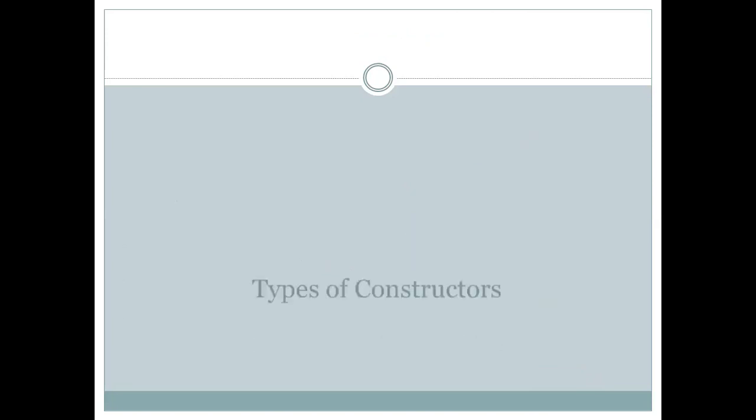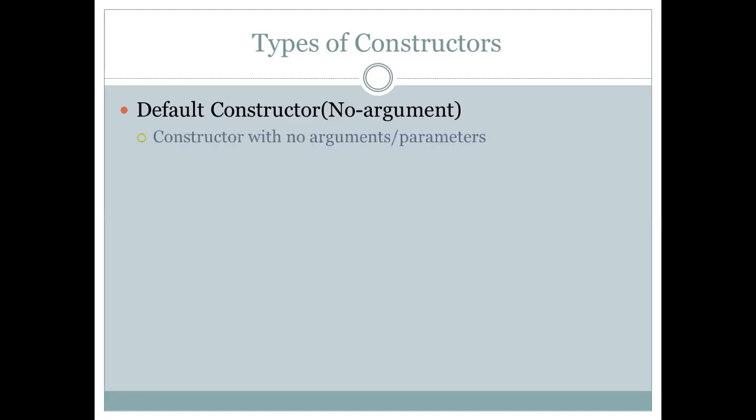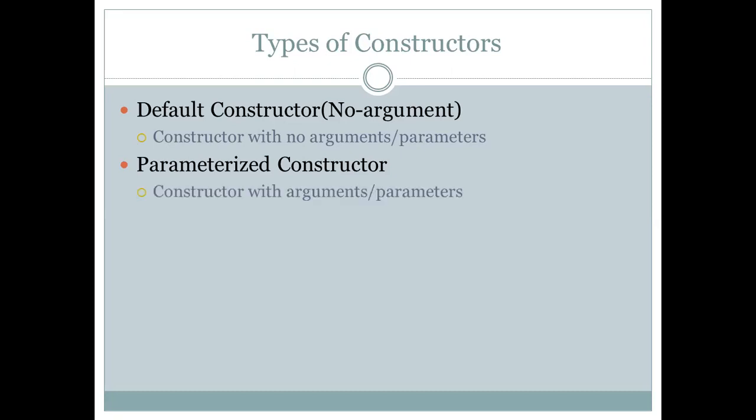Now let's move on to the different types of constructors. We have two types of constructors. One is called the default constructor. In other words, it is also called a no argument constructor, which means this default constructor is a constructor without any arguments or parameters. The next type of constructor is called a parameterized constructor. From the name, we can understand that a constructor which has either arguments or parameters is called a parameterized constructor.